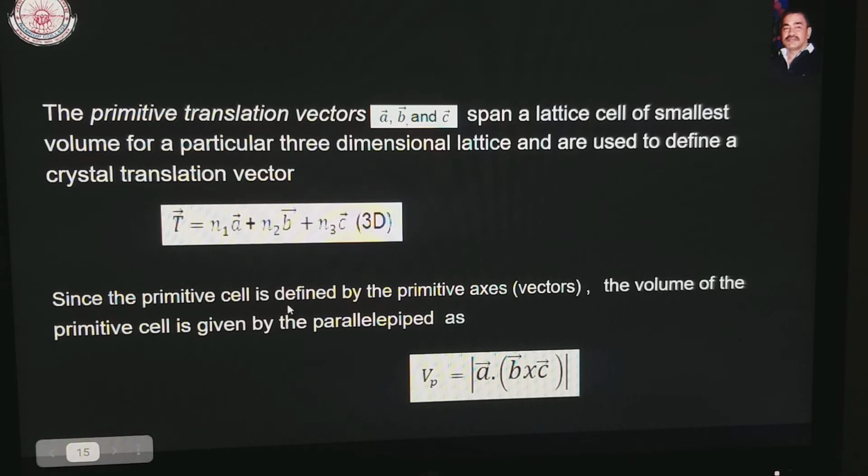Since the primitive cell is defined by the primitive axes, that is A vector, B vector, and C vector, the smallest vectors, the volume of the primitive cell is given by the parallelepiped as VP, that is volume, is equal to modulus of A vector dot B cross C. So this is the mathematical representation of volume of a primitive cell.